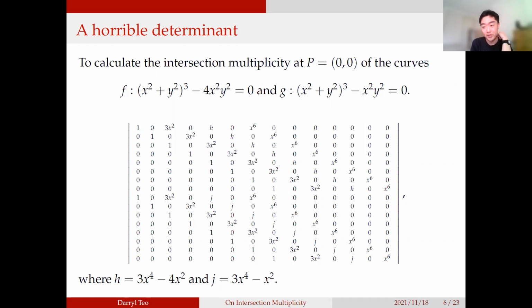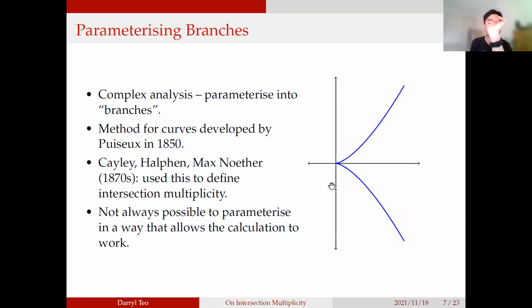And part of this talk will be showing a way to do this in a much simpler way, without having to mess with this horrible determinant. The second method of calculating intersection multiplicities is the branch method.